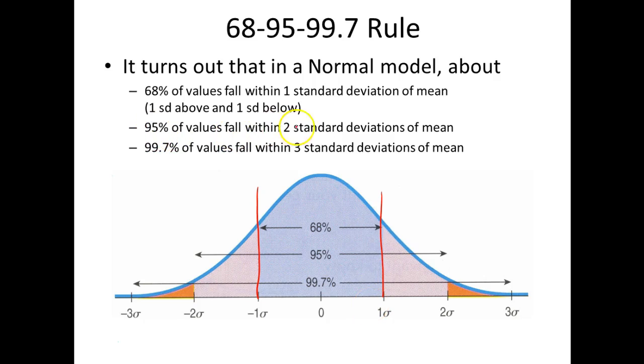95% of the values will fall within 2 standard deviations of the mean. So that's the area pictured with the pink and the blue. So everything from here to here represents 95% of the space that's covered, 95% of the scores. And then 99.7, or almost 100% of all the values, fall within 3 standard deviations. That's the orange area all the way out to the very edge here.